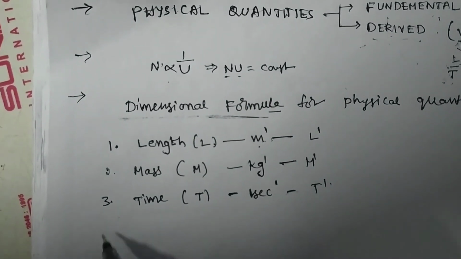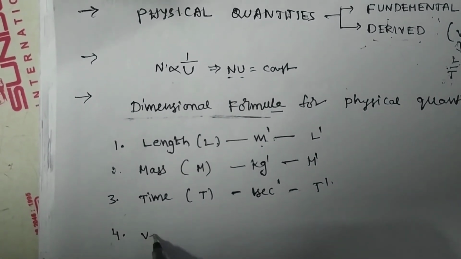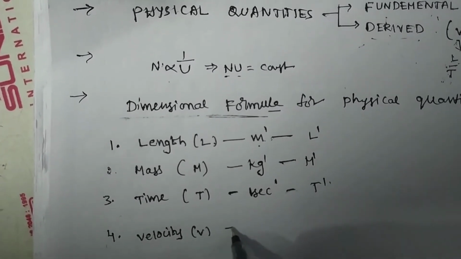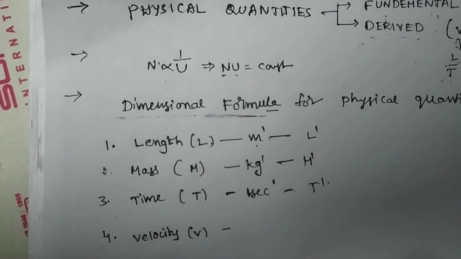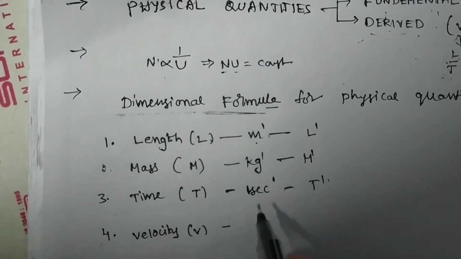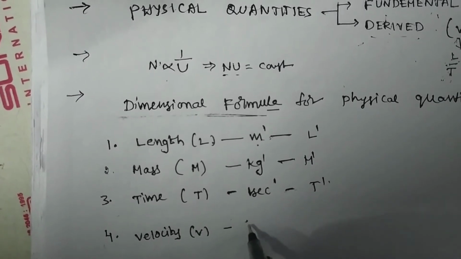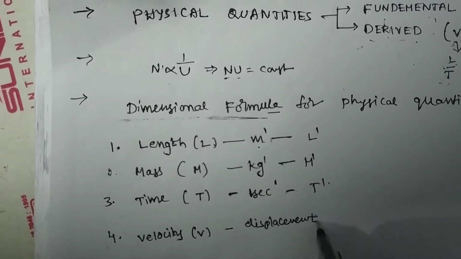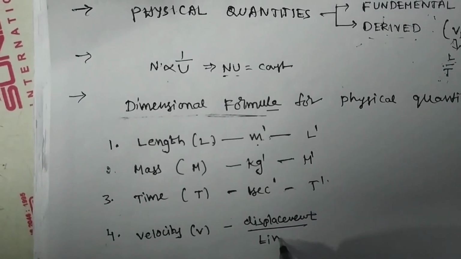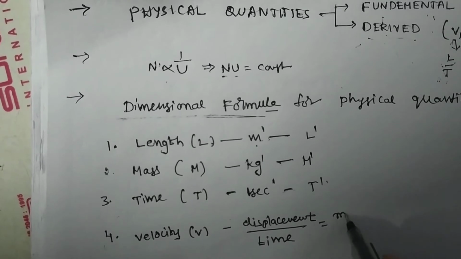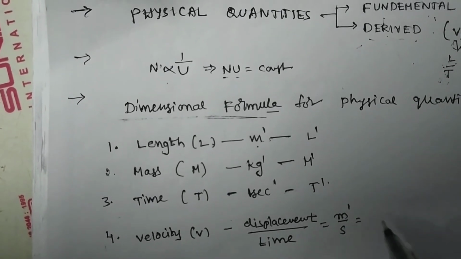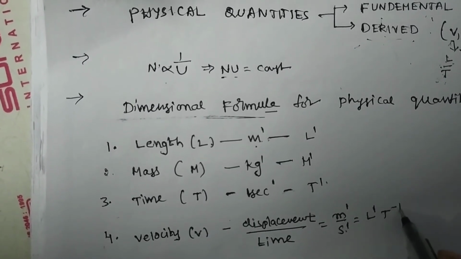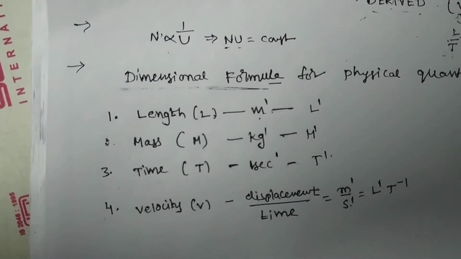Now take the velocity. Velocity is displacement by time. Displacement is measured as length. So length by time, which has the unit meter by second. Meter power 1, L power 1, second power 1, and it is moving upside, so T power minus 1.